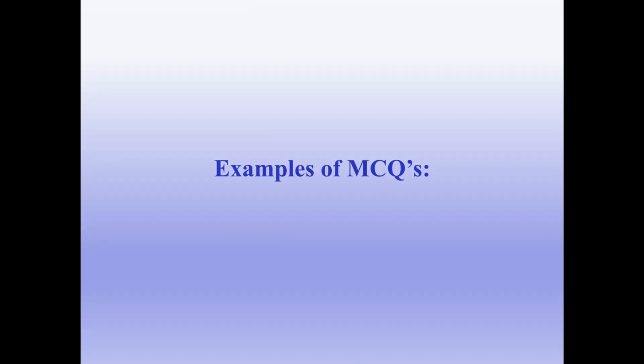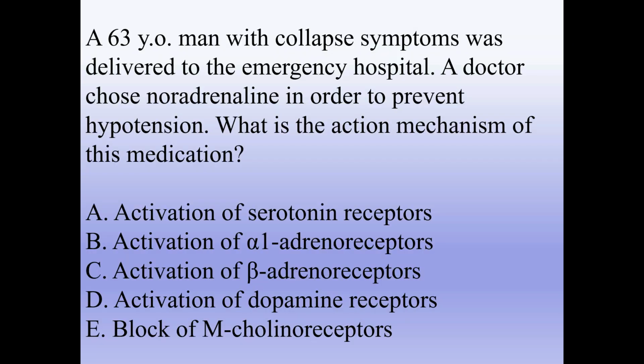And as the last part of our lecture, I would like to discuss with you some examples of MCQs. A 63-year-old man with collapse symptoms was delivered to the emergency hospital. A doctor chose noradrenaline in order to prevent hypotension. What is the action mechanism of this medication? In here specifically, you must remember the mechanism of action of noradrenaline, and of course the mechanism of action will be activation of alpha-1 adrenal receptors.